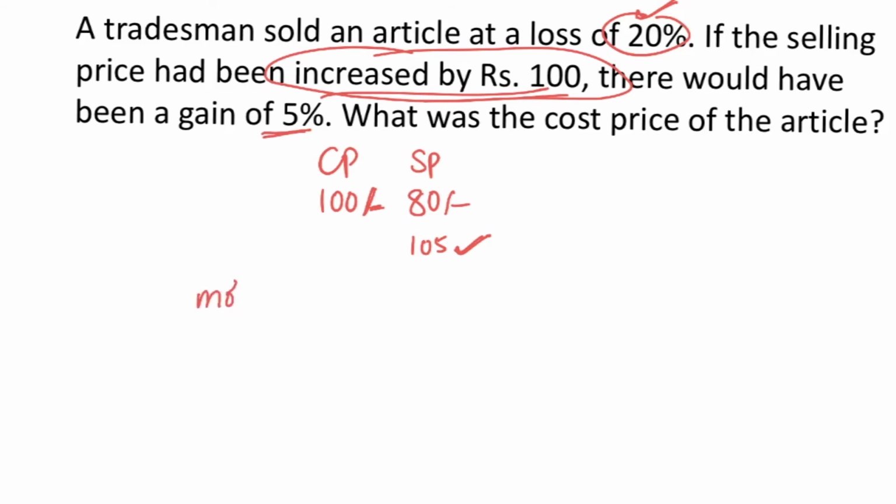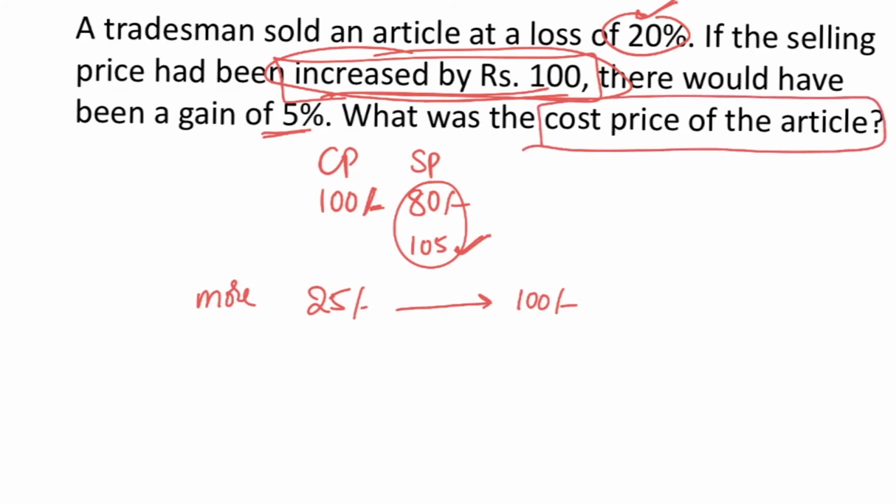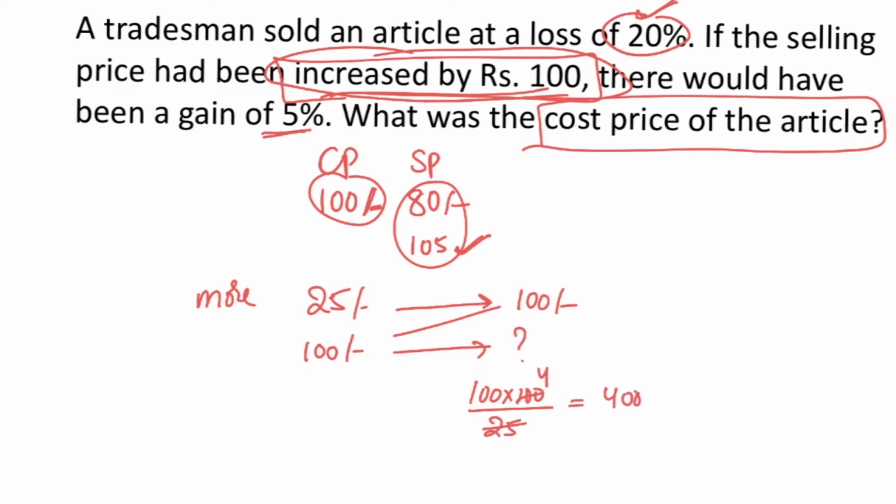So how much more is the selling price? 25 more rupees is the new selling price. The 25 more is given as 100 rupees more. If 25 rupees is given as 100 rupees, what is the cost price of the article? Cost price of the article was assumed as 100 rupees. So that is 100 multiplied by 100 divided by 25. 25 four times, so the answer is 400 rupees. 400 rupees is the cost price.